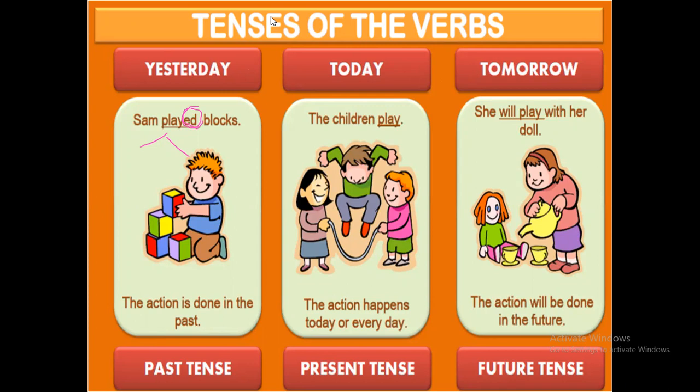past verbs. Now, the children play. They are playing now. The action happens today or every day. What's the meaning of every day? We use the present simple to talk about things that happen every day or repeatedly. She will play with her doll. She didn't play yet, but she will play. The action will be done in the future.